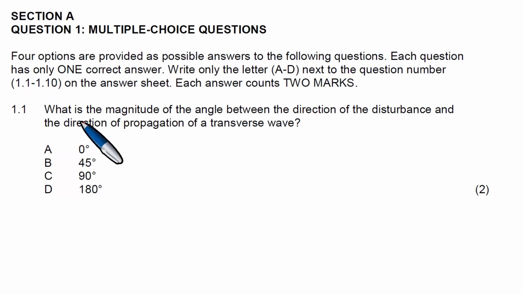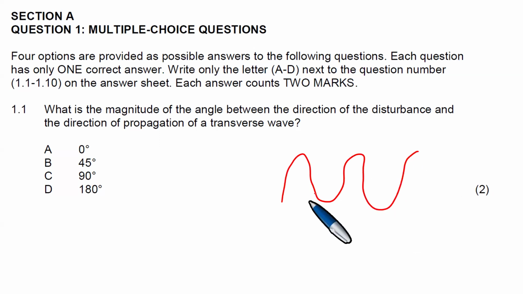Right, what is the magnitude of the angle between the direction of the disturbance and the direction of propagation of a transverse wave? Here's a wave that does this kind of motion. And now if you understand, the wave is actually moving in that direction and it keeps moving up and down, then up, etc. In the direction of propagation, it's that way. So what is the magnitude of the angle between the direction of disturbance and the direction of propagation?